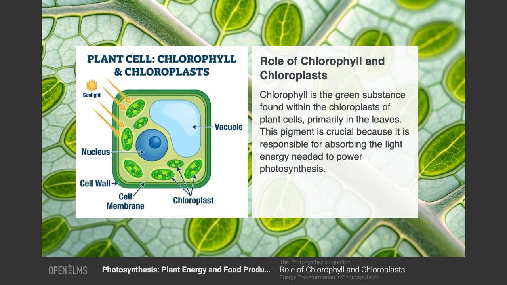Role of chlorophyll and chloroplasts. Chlorophyll is the green substance found within the chloroplasts of plant cells, primarily in the leaves. This pigment is crucial because it is responsible for absorbing the light energy needed to power photosynthesis.